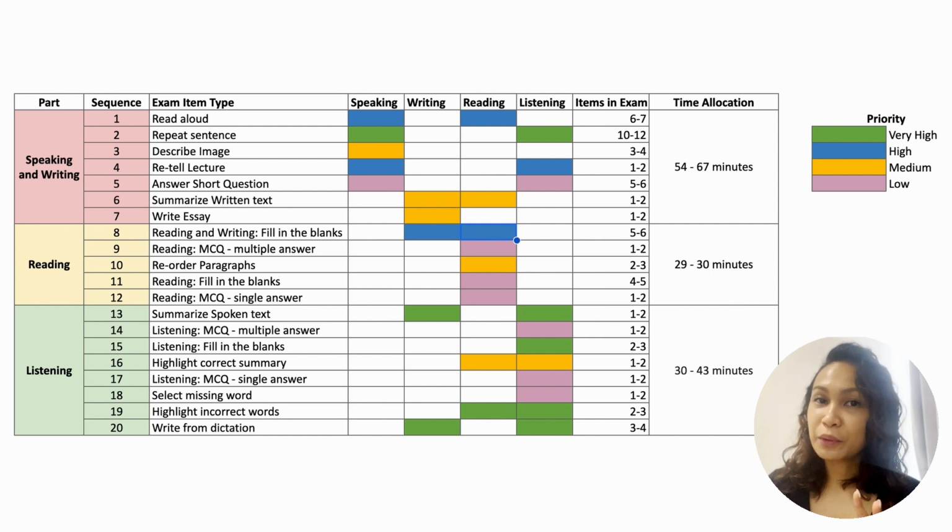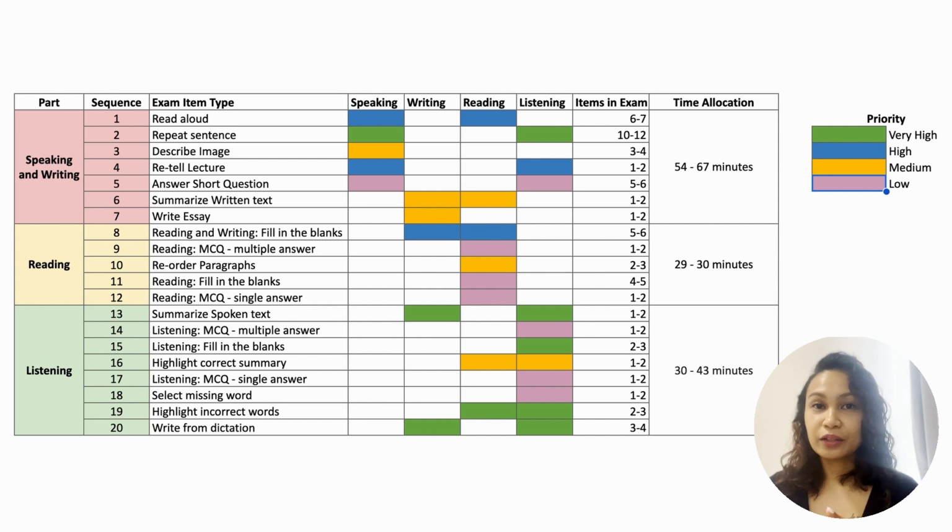Now you might be wondering about the colors of the tiles. So I've also, on the side, had a legend here on what the color means. So green, I've indicated very high. I've indicated blue for just high, yellow for medium, and magenta, light magenta for low.